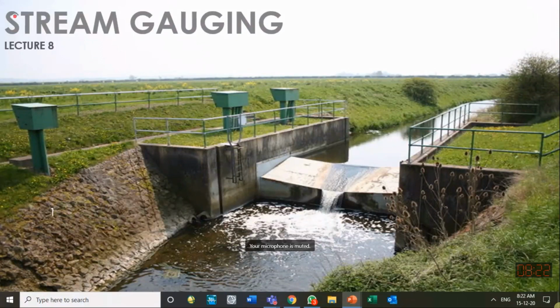क्या क्या हो सकता है हमारे related, stream के ऊपर हमें क्या क्या interest हो सकता है. In this figure you are seeing a stream, a channel, and there is a gauging station over there. It seems to be a weir like structure which is used to measure the flow rate also. So I was asking what parameters are of interest to a hydrologist or to a civil engineer on a stream.